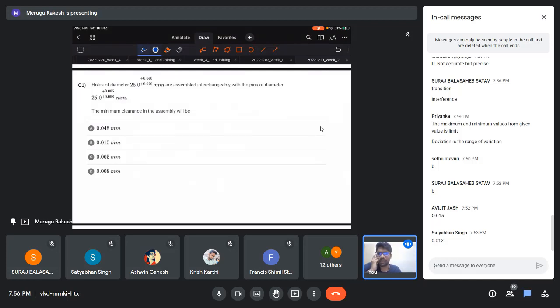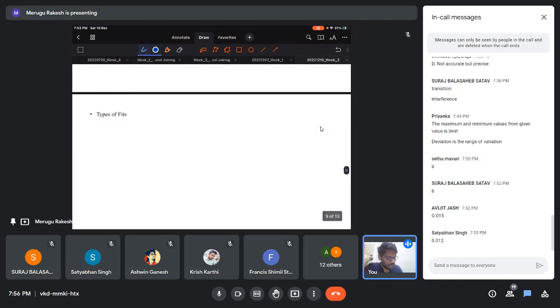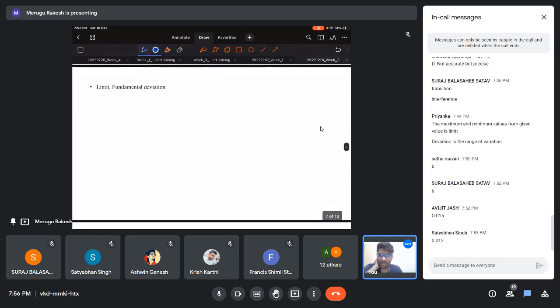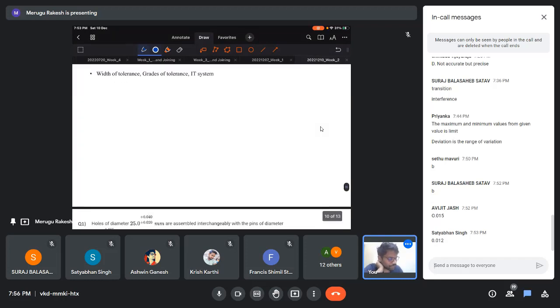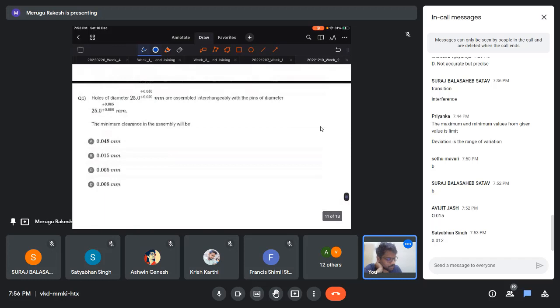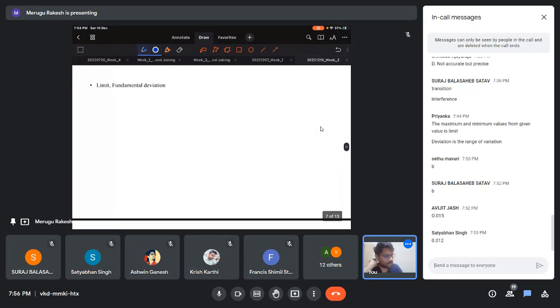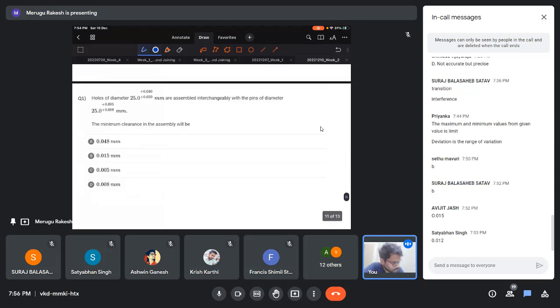So let me answer this question. Before that, you should know how this fundamental deviation works, everything I will just discuss. If you see any question like this, as I said, I'll take the values from this. So there is 25 plus or minus 0.04, 0.02. Okay, this is the notation they have given, and this is for the hole.